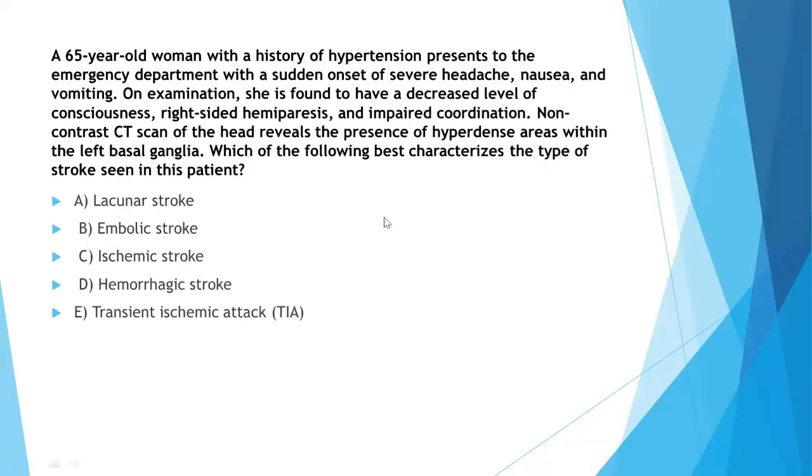So here we have, which of the following best characterizes the type of stroke seen in this patient? A 65-year-old woman with a history of hypertension presents to the emergency department with a sudden onset of severe headache, nausea, and vomiting. On examination, she is found to have a decreased level of consciousness, right-sided hemiparesis, and impaired coordination. Non-contrast CT scan of the head reveals the presence of hyperdense areas within the left basal ganglia. Now, which of the following best describes the type of stroke in this patient? Lacunar stroke, embolic stroke, ischemic stroke, hemorrhagic stroke, or transient ischemic attack.